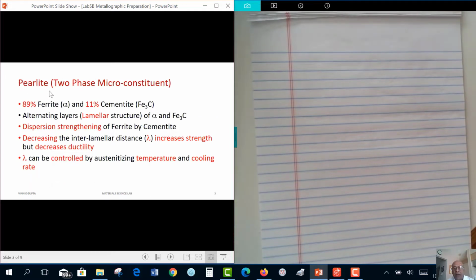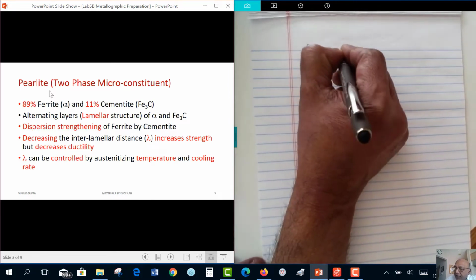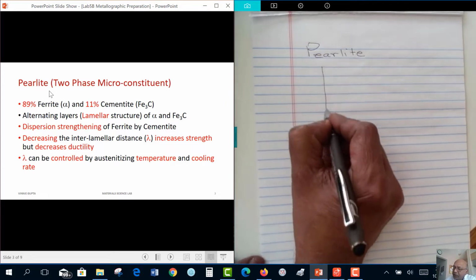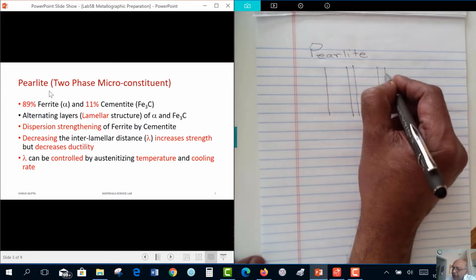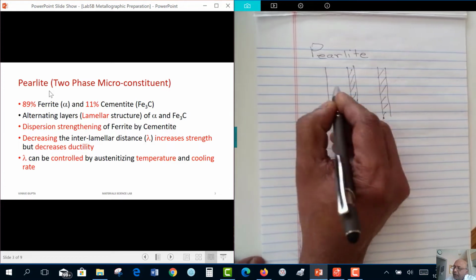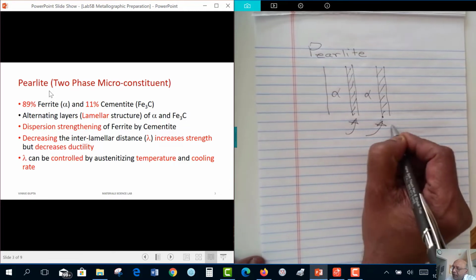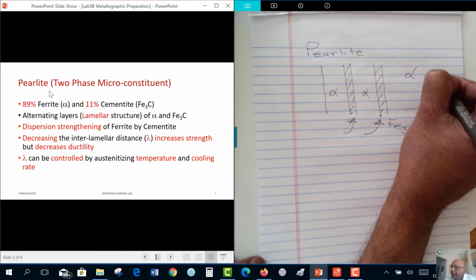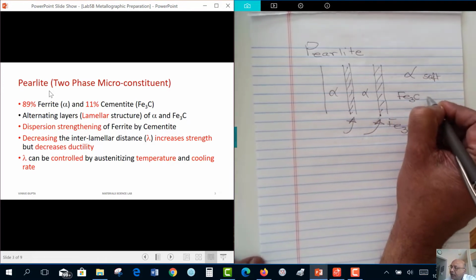Now let's look at this pearlite structure. This pearlite structure is a very interesting structure because it is a two-phase microconstituent. It is made up of alternating layers of ferrite and cementite. So alpha, and this is cementite. So remember, alpha is very soft because it's just like pure iron, whereas cementite is extremely hard.